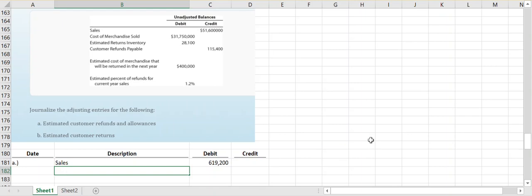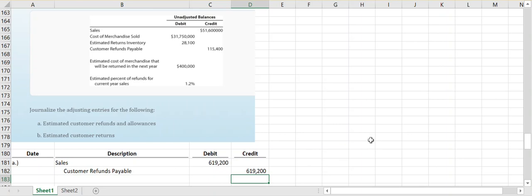If we didn't do this adjustment, our revenues would be overstated for the end of this period, and they would not be fairly presented on our financial statements, because we know as a merchandising business that some of that inventory is going to be returned to us, and we need that reflected in our current year values. And what we have to do is we have to put a liability on our books. So that customer refunds payable, I'm going to owe my customers approximately $619,200 in refunds, refunding them the sales price when they come to return something to us.